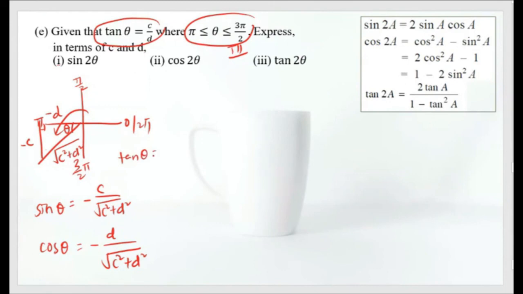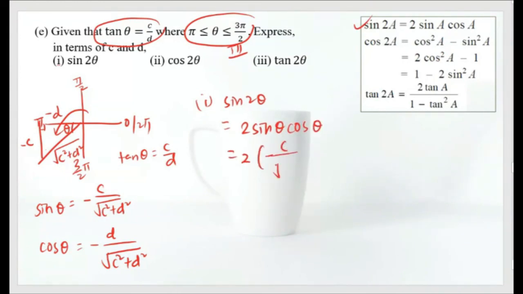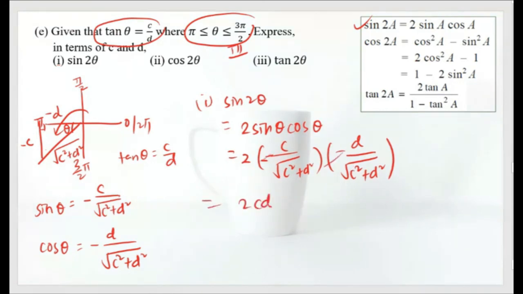Tangent c over d. Okay, now I look at the first one. How are we going to do sine 2 theta? Sine 2 theta equal to 2 sine theta cos theta. Substitute inside: negative c over square root c squared plus d squared multiplied by negative d over square root c squared plus d squared. Negative, negative, positive. 2cd over c squared plus d squared. Okay, this is the first one.